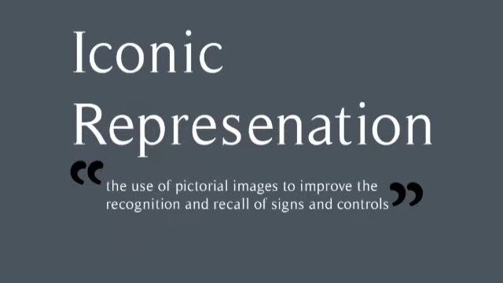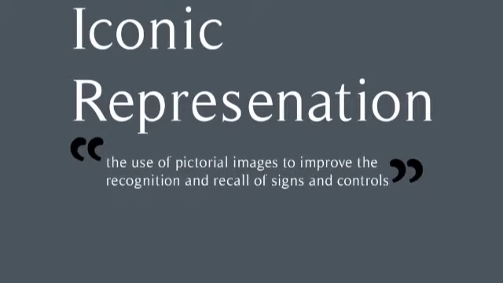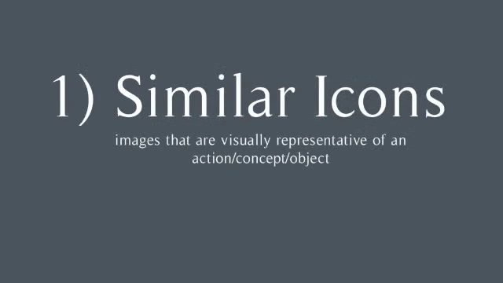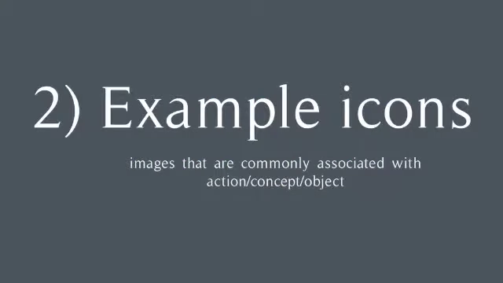Next, we move to iconic representation, which is the use of pictorial images to improve the recognition and recall of signs and controls. There are four types of these icons. First is similar icons, which refers to images that are visually representative of an action, concept, or object. For example, a right turn signal, which uses an arrow pointing right. The next is example icons, which refers to images that are commonly associated with the action, concept, or object. It's good for representing complex concepts, such as a sign for an airport.